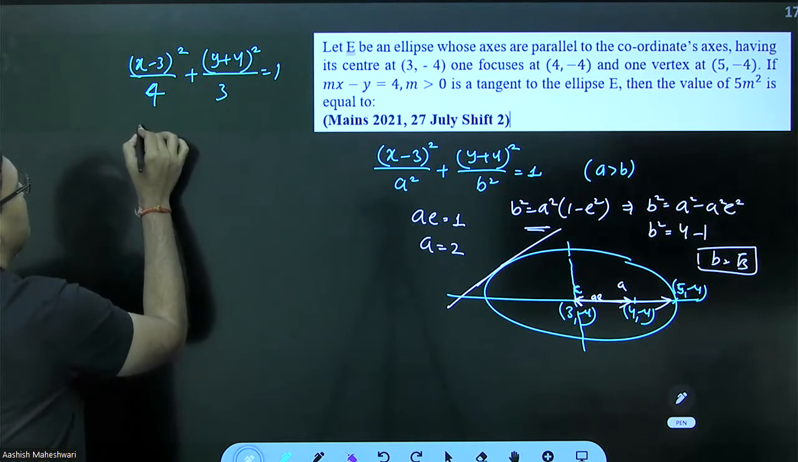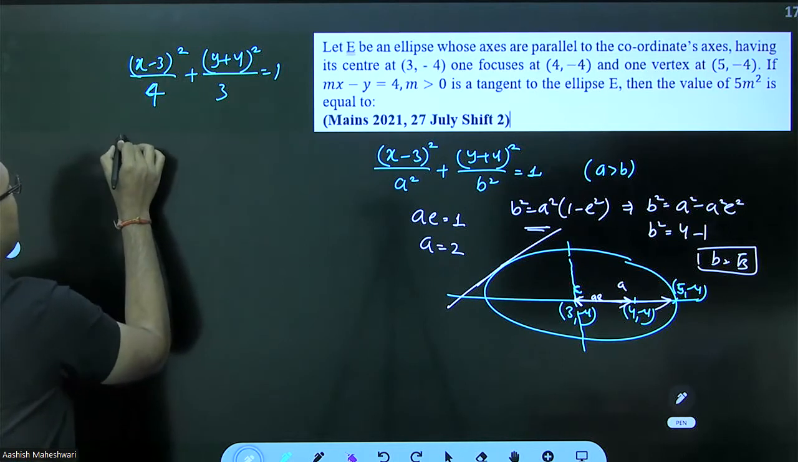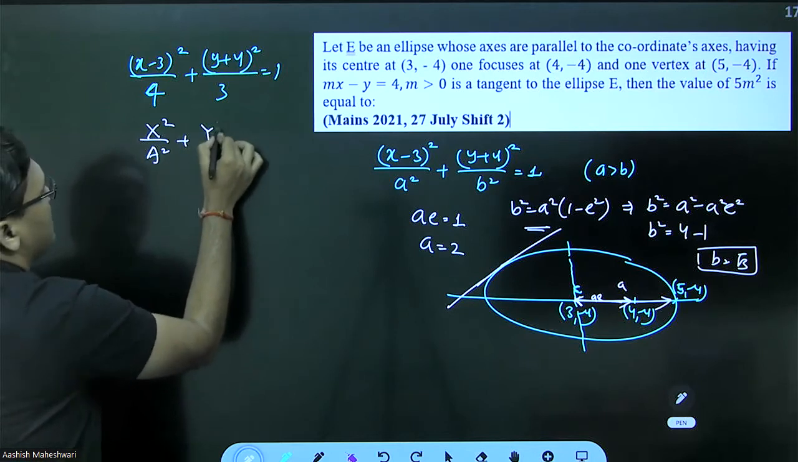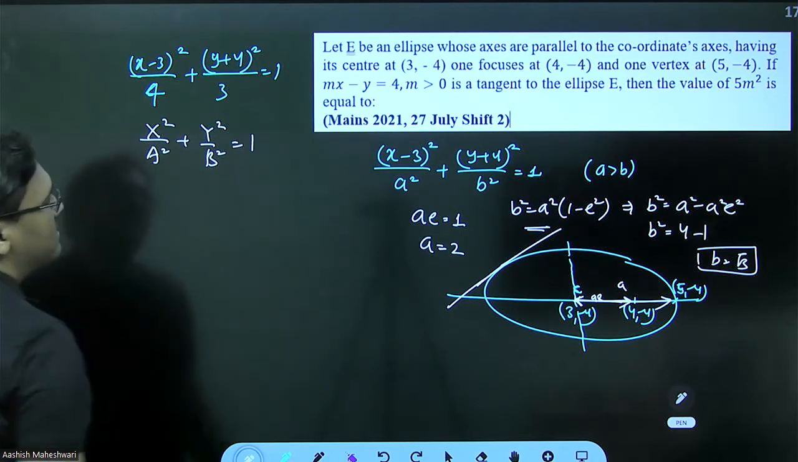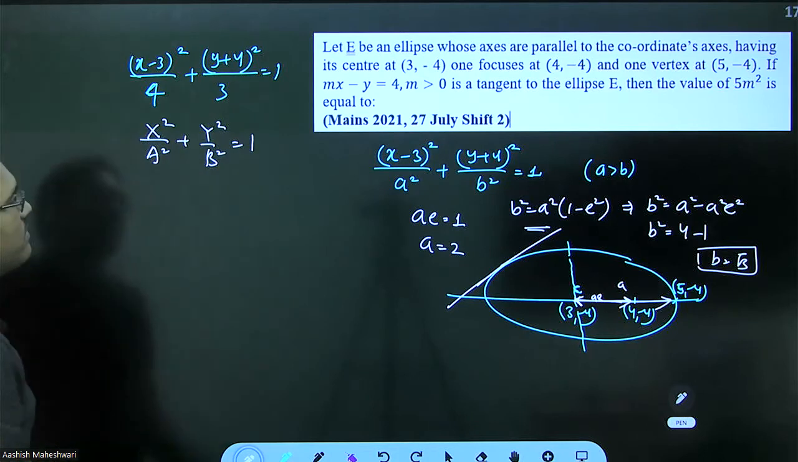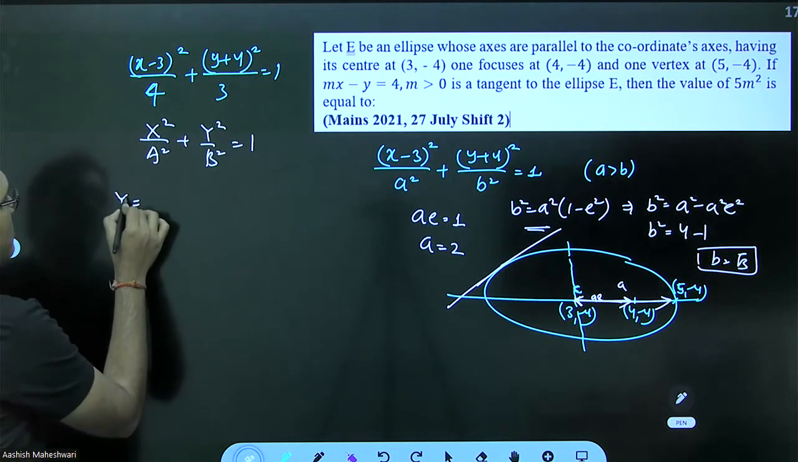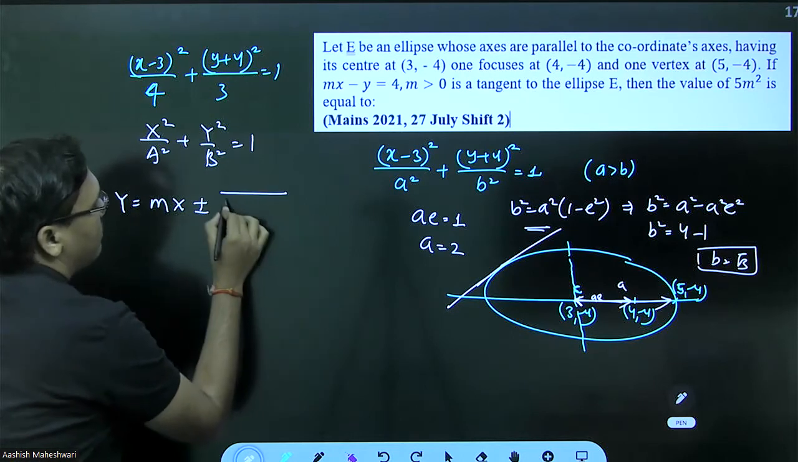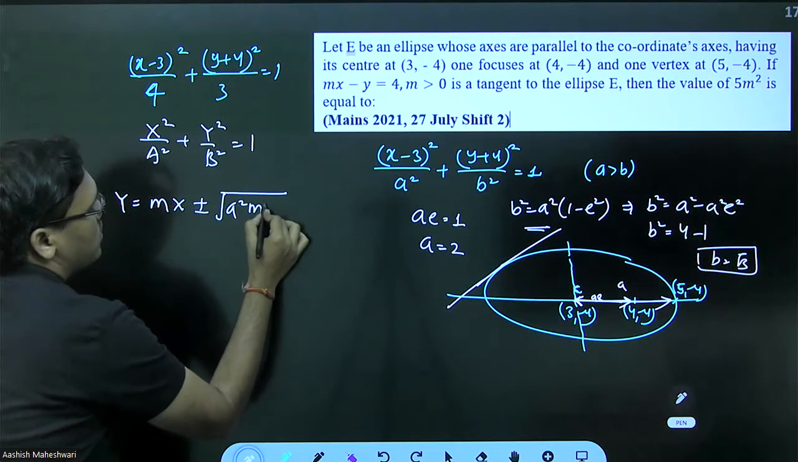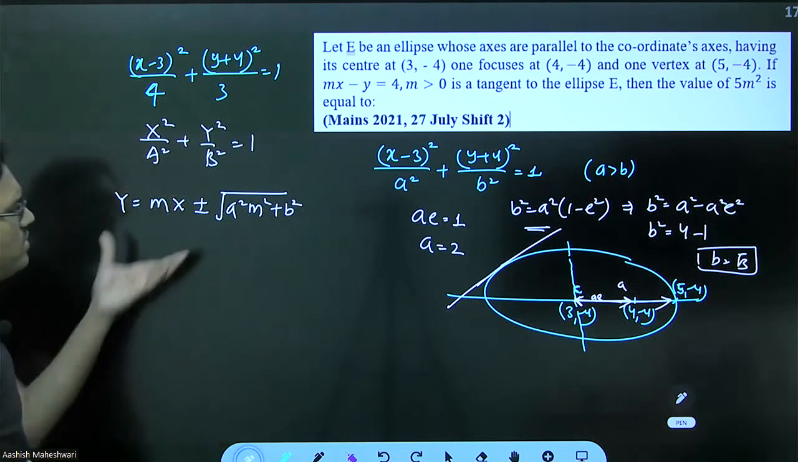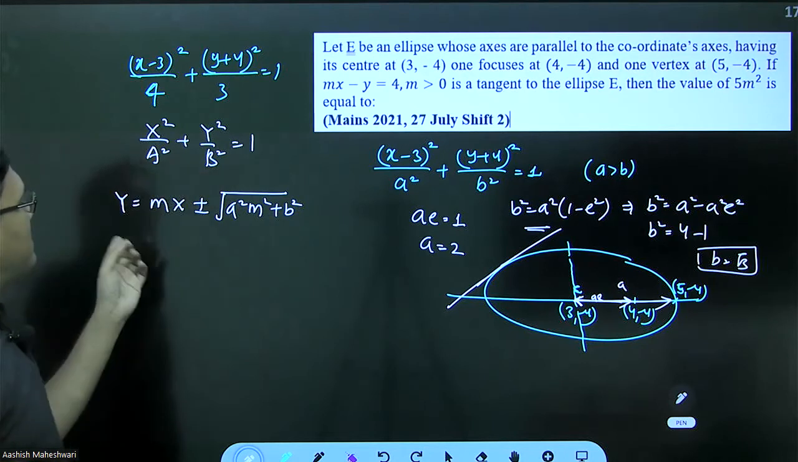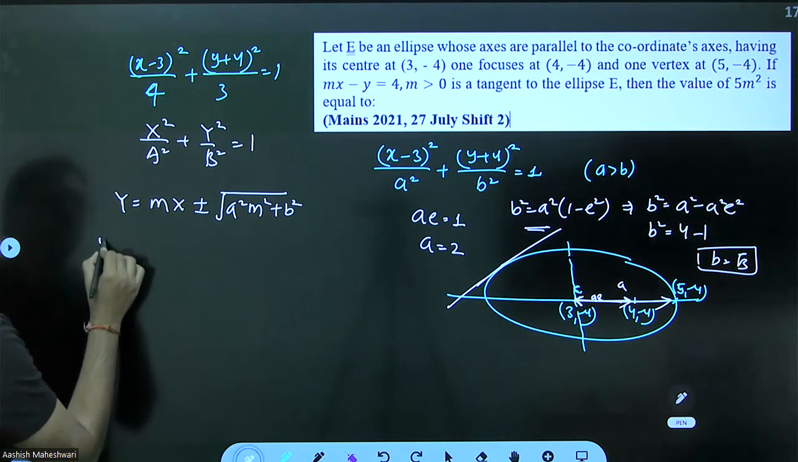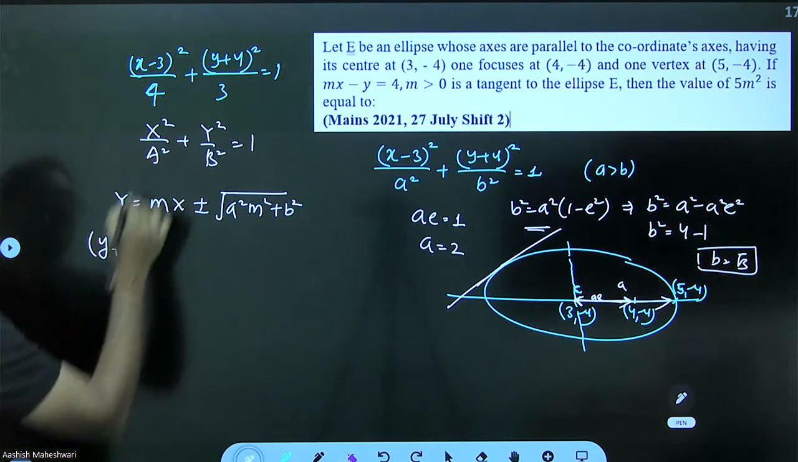If I have this, what is the equation of this tangent? X square upon A square plus y square upon B square equal to 1. What is the equation of tangent to this type of ellipse? This is y is equal to mx plus minus under root of A square m square plus B square. This is the equation of tangent to this type of ellipse. Instead of x, we have x minus 3, and instead of y, we have y plus 4. So what you can do is you can put this is y plus 4. What is the equation of tangent to this now?